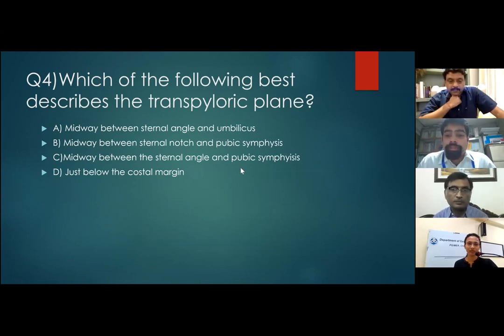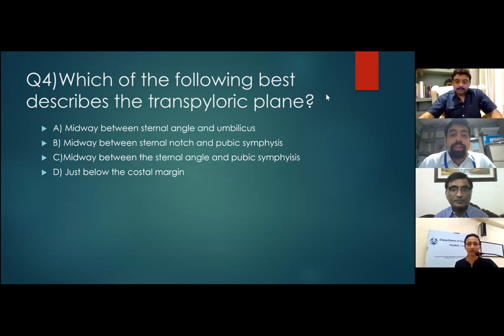So let's see. Poll, please. Yogita? So we have started the poll on the transpyloric plane. The participants are voting. The results are accumulating. We'll share the results in a couple of seconds with you. It's very interesting to see the results. Looks like a mixed verdict. So let's share the answers.